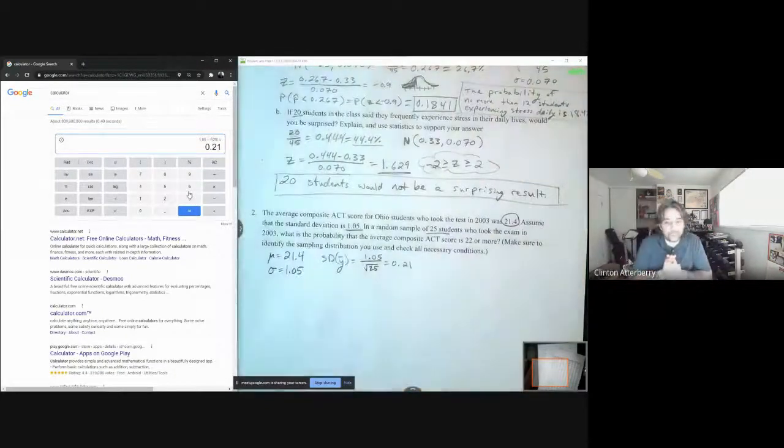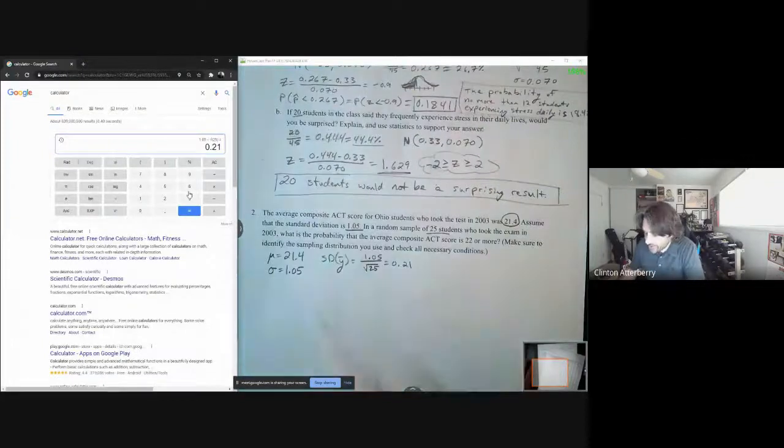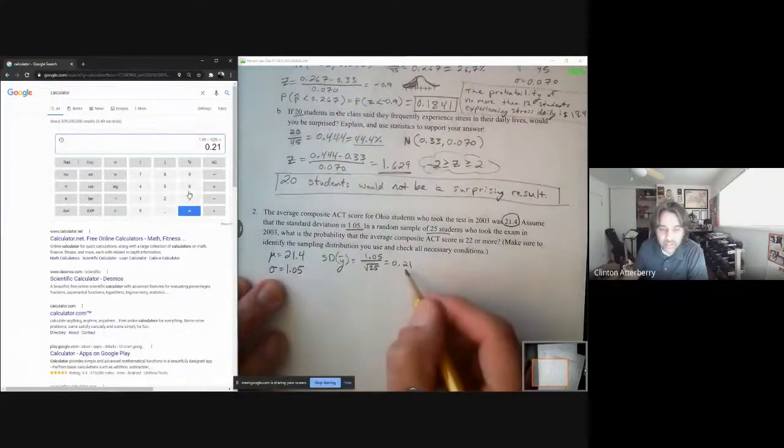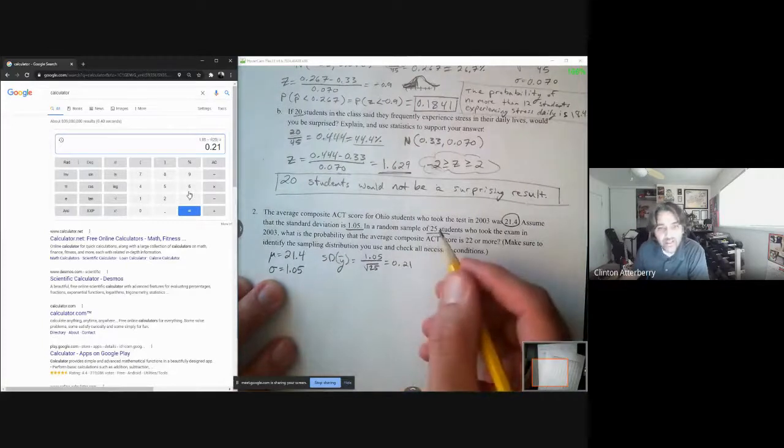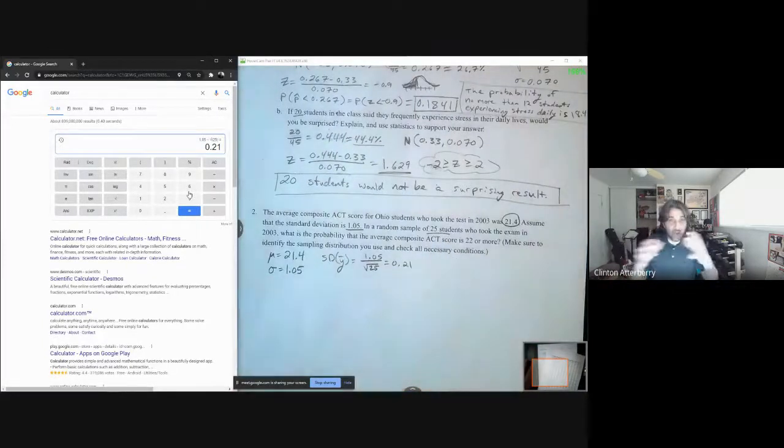So one more time, we are not going to use this right now. We're going to use this new standard deviation because we're going to pick 25 students and we're going to be doing the average of all of their scores. So now there should be less variance.